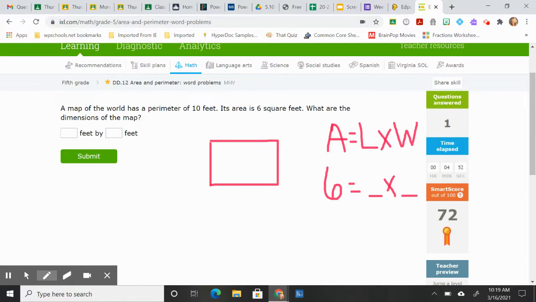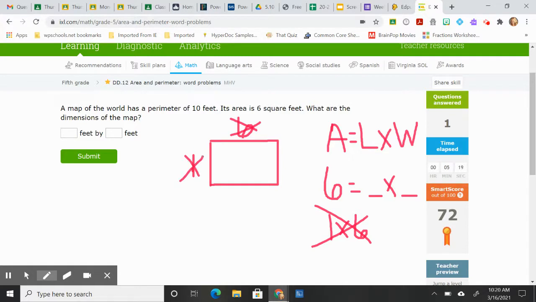Anybody? Well, we could say 1 times 6 is 6. So if that's the case, 1 by 6, that would give us an area of 6, but would that give us a perimeter of 10? No, that would give us a perimeter of 14. So that's not going to work, okay?